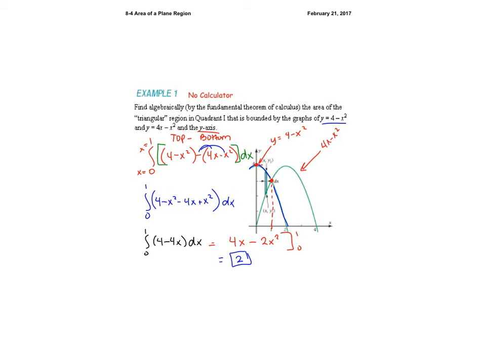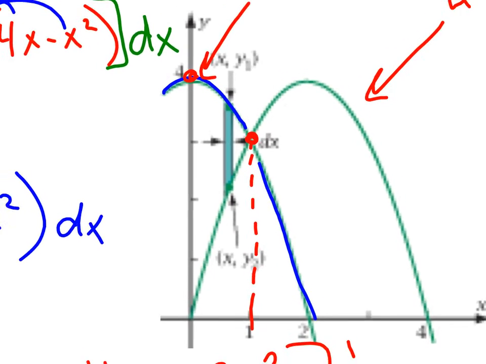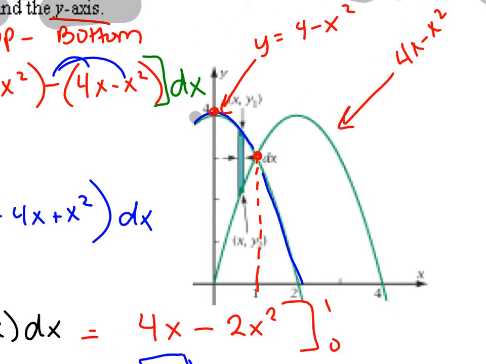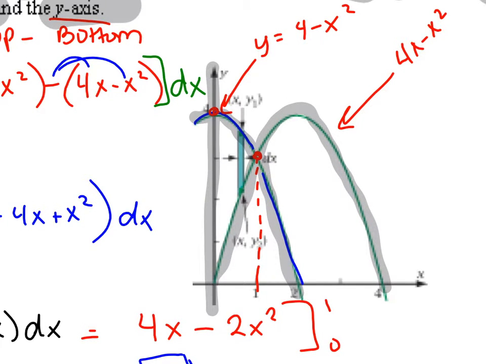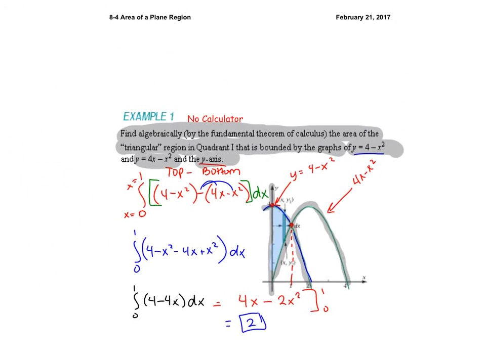All right, let's do this example. Find algebraically by the fundamental theorem of calculus the area of the triangular region in quadrant 1 that is bounded by this graph and the y-axis. Let's go ahead and highlight the bounds real quick. So we're supposed to bound it by this graph and by the y-axis. So the region in question is going to be right here. That's the bound, by those three things. Okay, so we got that out of the way.